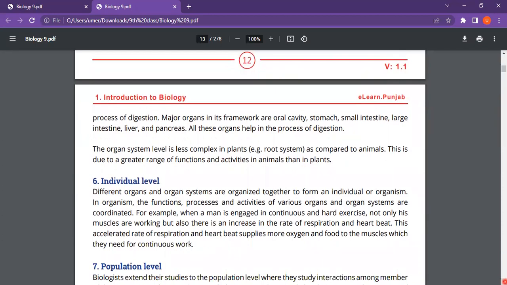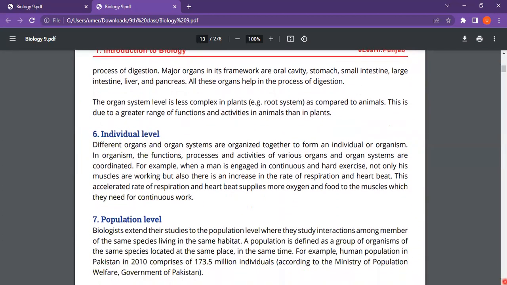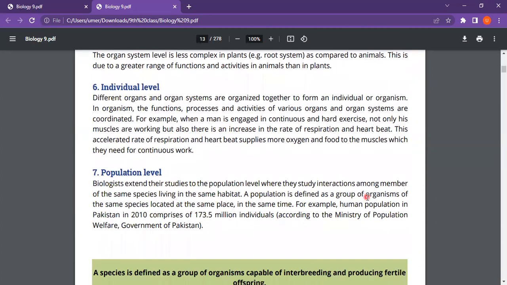The organ system level is less complex in plants, for example root and stem, as compared to animals. This is due to a greater range of functions and activities in animals than in plants.